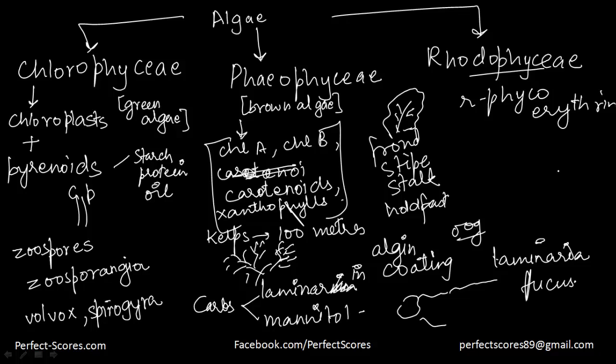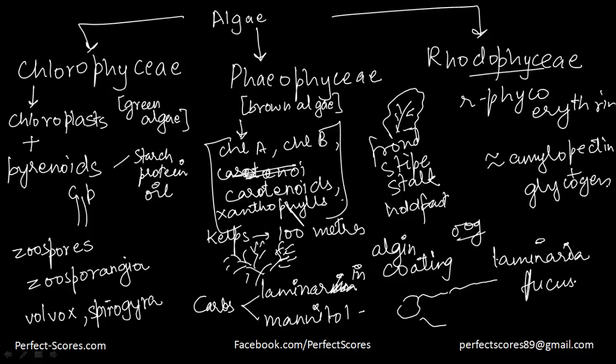Now most of the red algae are multicellular. Very rarely you're going to find a red alga that is single-celled. Most of them will have a complex body organization. The food is stored in the form of Floridean starch, which is very similar to amylopectin and glycogen in structure.